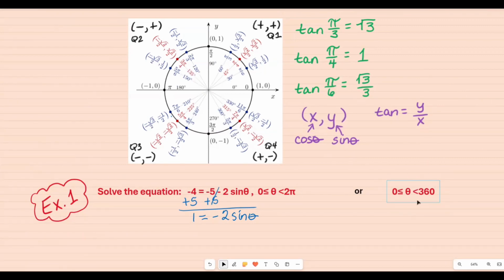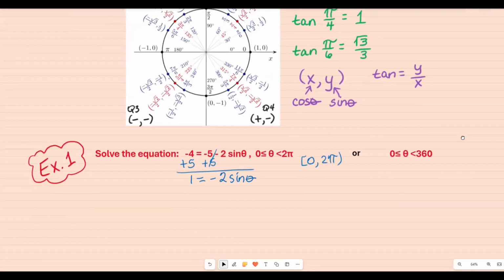So in degrees, it would look like this. Another way that you would see it is in interval notation, where you would see a bracket 0, comma, 2 pi radians, parentheses. So both of those mean the same thing. This means the same thing. All right, let's continue on with the problem, working this through.